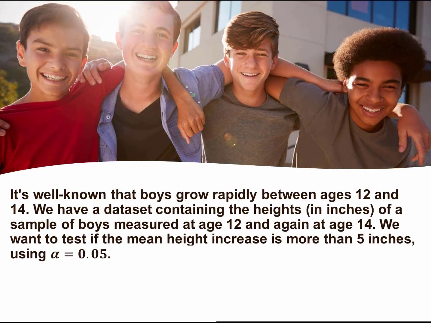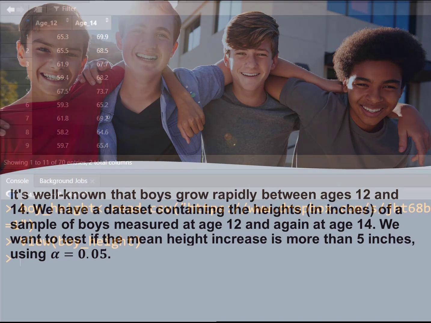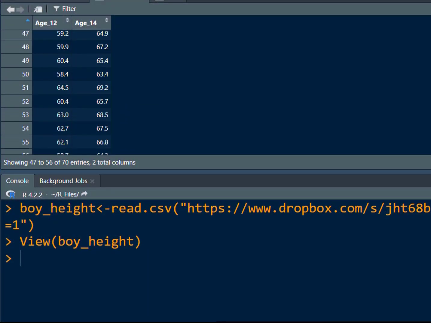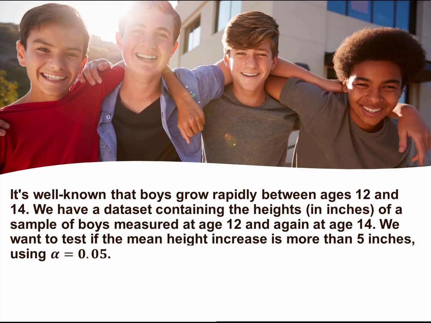Let's consider another example. It is well known that boys grow rapidly between ages 12 and 14. We have a dataset containing the heights, in inches, of a sample of boys measured at age 12 and again at age 14. We want to test if the mean height increase is more than 5 inches, using an alpha of 0.05. Note that we have paired data here.